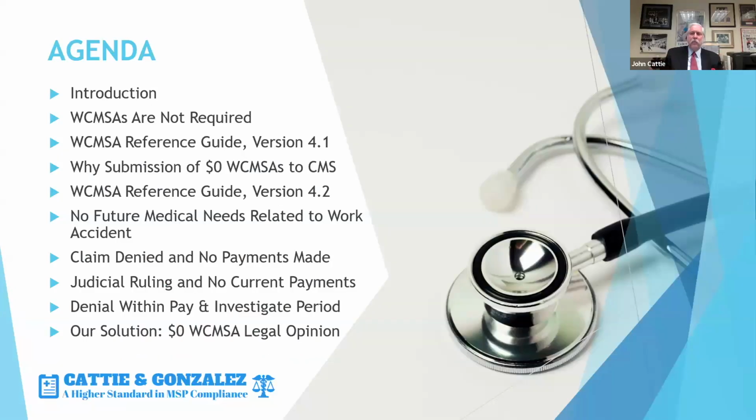We're going to talk about these developments in section 4.2, version 4.2 of the CMS Work Comp MSA reference guide regarding the $0 MSA review and approval submissions, how they differ, how that section differs from the prior version coming from CMS. And then we're going to talk through the new criteria and really the 4 ways that someone can properly conclude, according to CMS, how a $0 work comp MSA may be appropriate depending on the specific facts of the claim.